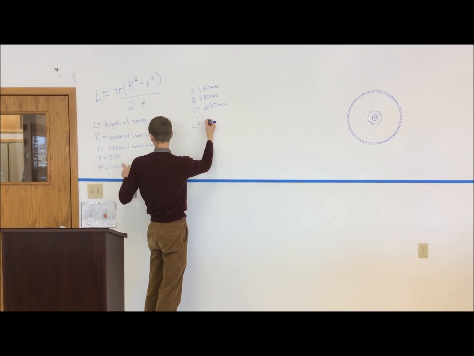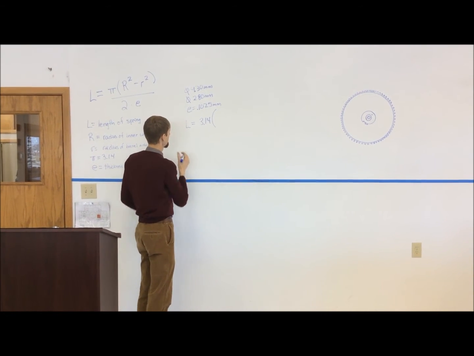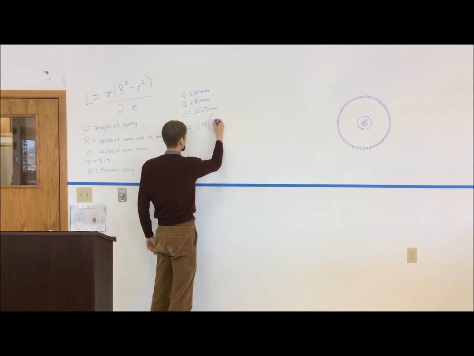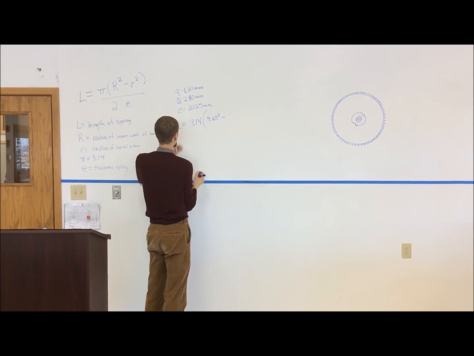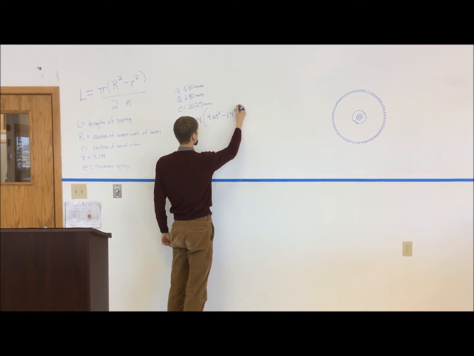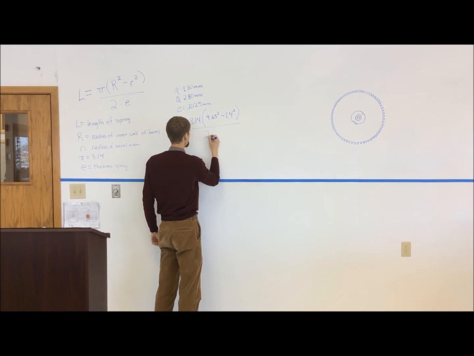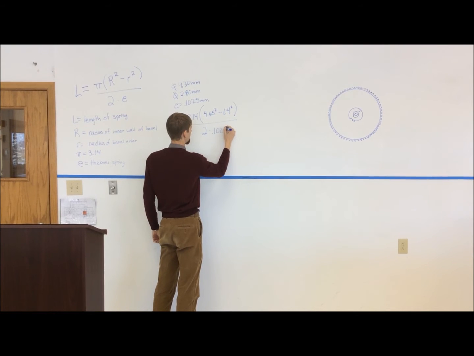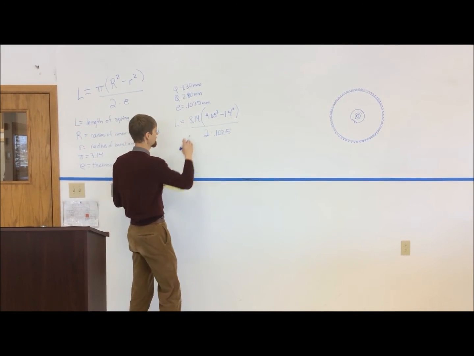L is equal to pi, which is 3.14. We need to get the radius, so we need to divide that by 2. That's going to be 4.65 squared minus, divide that by 2, 1.4 squared. The whole thing divided by 2 times the thickness of the spring, 0.1025. All right, we'll go ahead and start carrying out this problem.